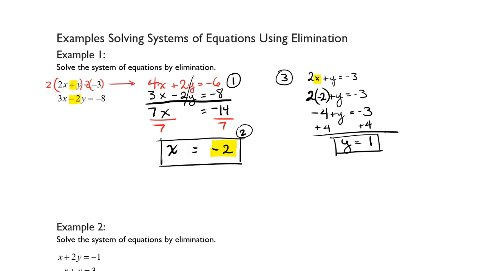Now you might be thinking, wow, this is a lot faster than solving by graphing. It really depends on how the system is presented to you which one is going to be faster. I would say elimination is more precise, but you do have to practice the process. So your coordinate point where the two lines intersect would be at negative 2, 1.